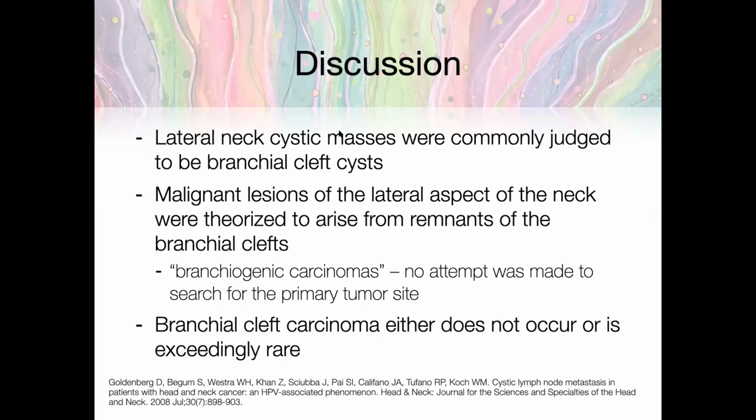In 1881, von Voigtmann first theorized that malignant lesions of the lateral aspect of the neck arise from remnants of the branchial clefts. And at that time, these lesions were labeled as branchiogenic carcinomas, and no attempt was made to search for the primary tumor site. However, with several studies published, it is now thought that branchial cleft carcinomas either do not occur or are exceedingly rare, and instead, these are cases of cystic metastasis, often from a tonsillar primary squamous cell carcinoma.